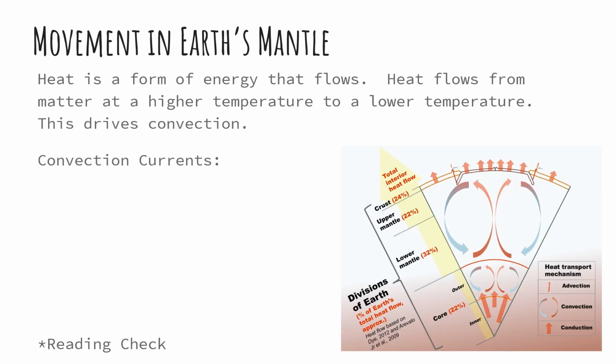Movement in Earth's mantle. Heat is a form of energy that flows. Heat flows from matter at a higher temperature to a lower temperature, which is convection currents. So the reading check that goes along here is cause and effect. What three processes or forces combine to set convection currents in motion? 1. Heating and cooling a fluid. 2. Changes in a fluid's density. And 3. The force of gravity.